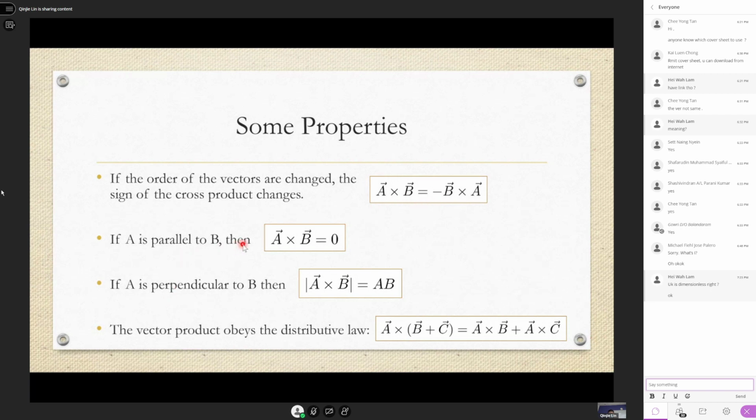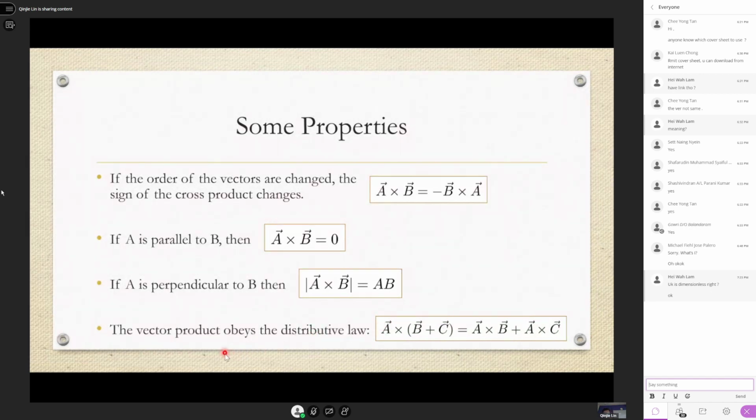If A is parallel to B, then A cross B equals 0. Why? Because it's sine theta. If parallel, theta equals 0, and sine 0 is just 0. So if it's parallel, the whole thing is going to be 0. If A is perpendicular to B, that will give you the maximum magnitude. Perpendicular means the angle equals 90, and we know sine 90 gives us the maximum. Sine 90 is 1, and that's the maximum.